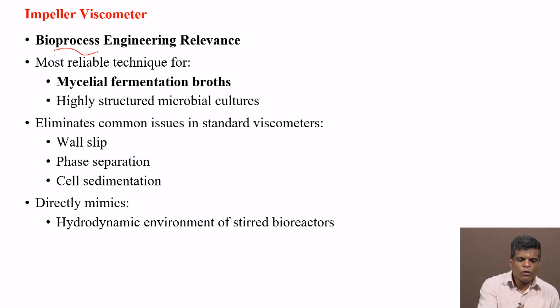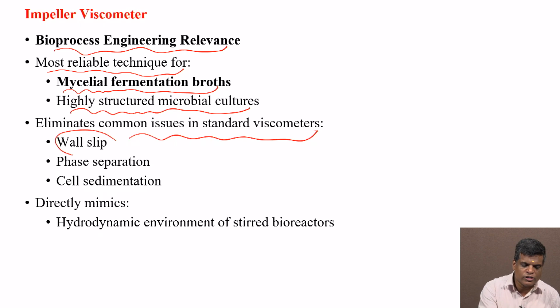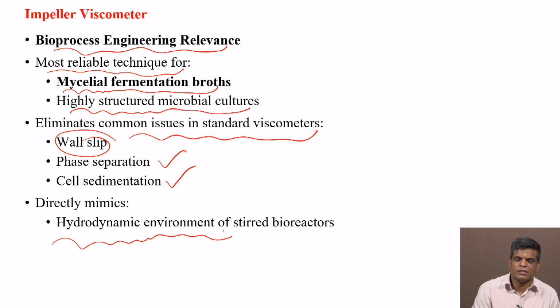What is the bioprocess engineering relevance here? The most reliable techniques are for mycelial fermentation broth and highly structured microbial cultures. It eliminates the common issues in the standard viscometer: first wall slip, then phase separation, then cell sedimentation. So, it directly gives the hydrodynamic environment of stirred bioreactors.